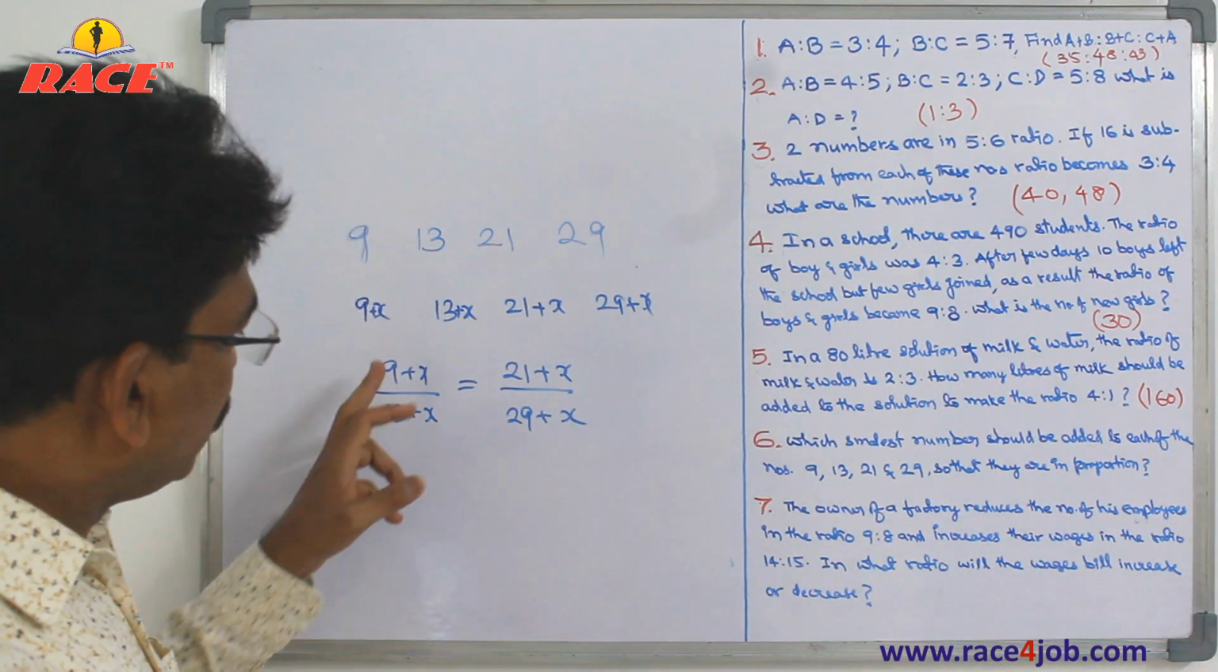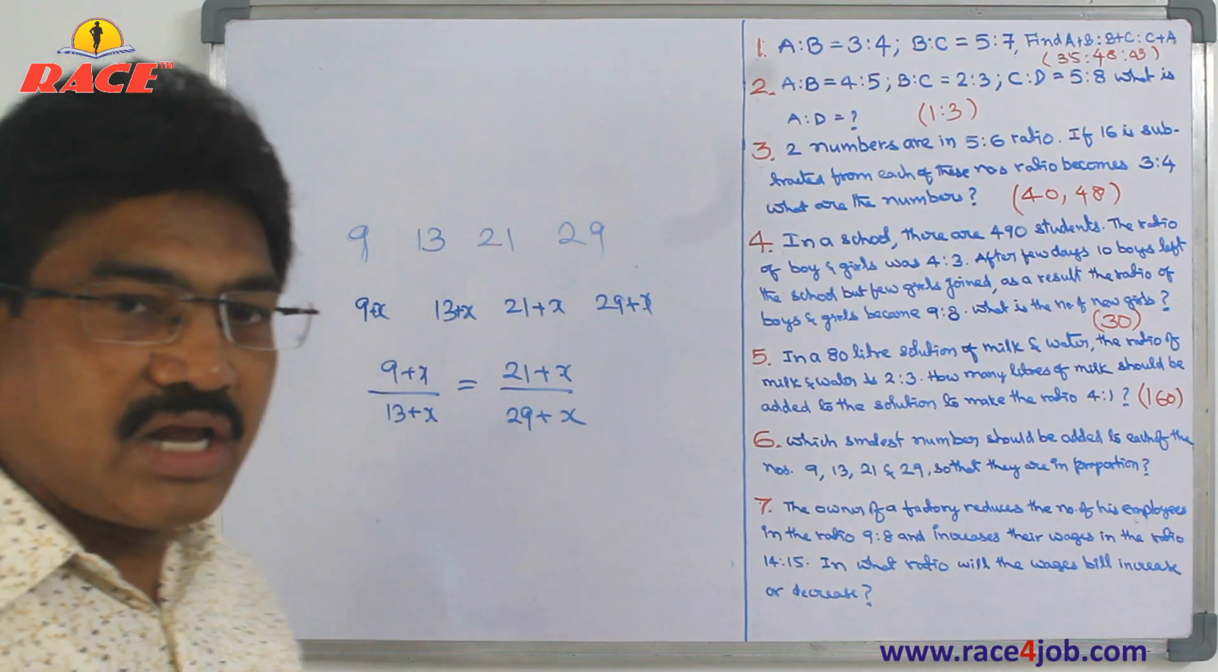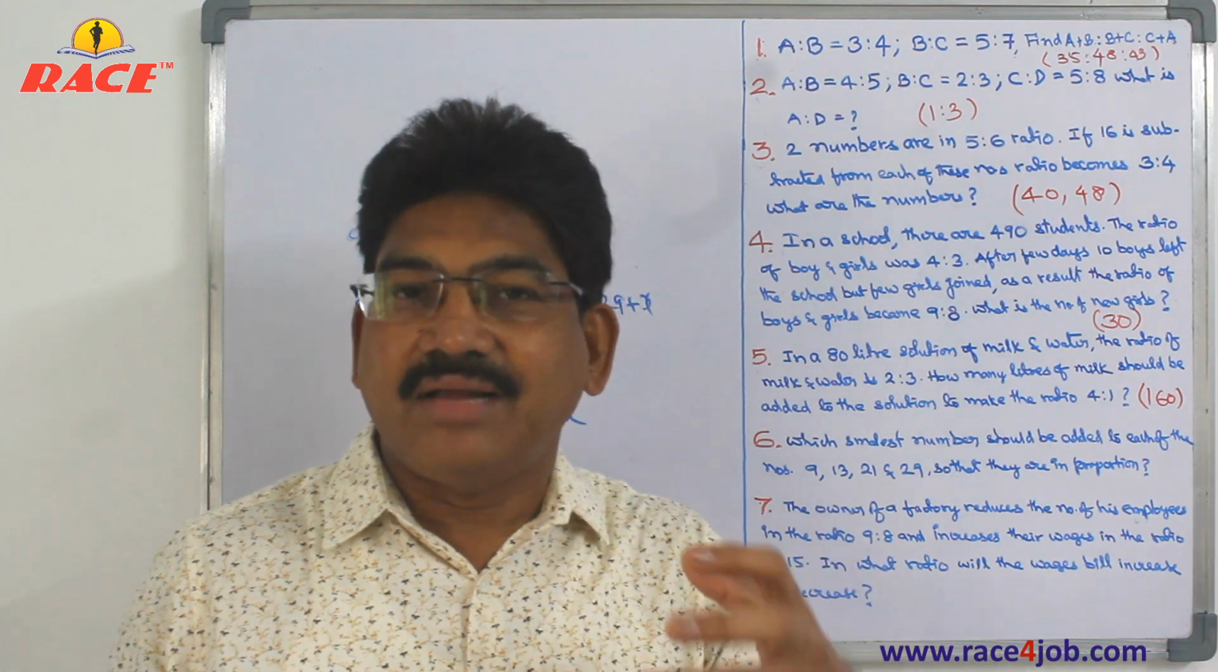What we have to do is cross multiply these two. Again we have to cross multiply these two. Then you get a quadratic equation. Solving a quadratic equation is difficult here. This is time taking.